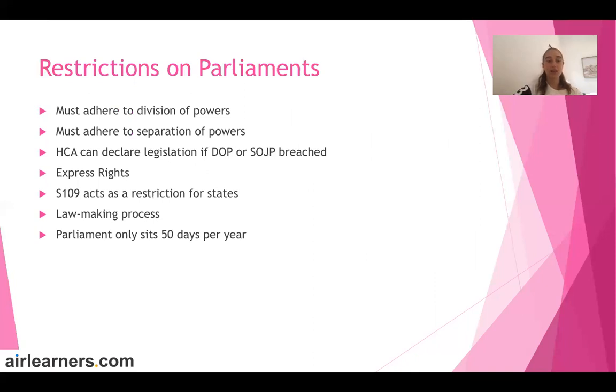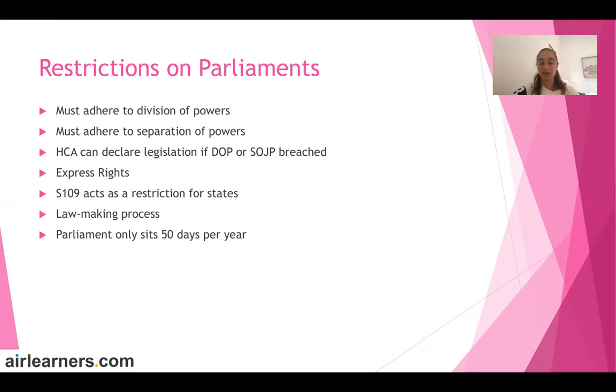And finally, restrictions on Parliament. So this is all recapping things that we have learnt in the first area study of Unit 4. So Parliament must adhere to the division of powers. So Parliament can only, if it's a Commonwealth Parliament, make laws in areas of exclusive and concurrent power. If it's the state Parliament, they can only make law in residual or concurrent.